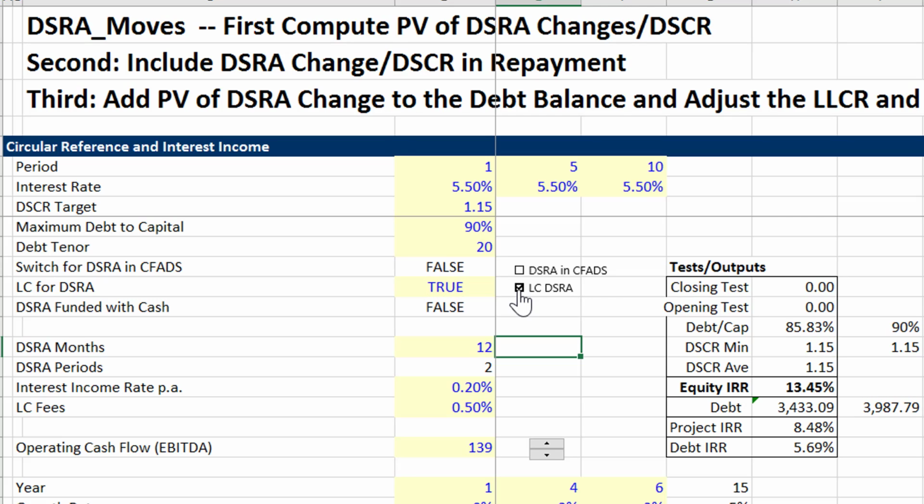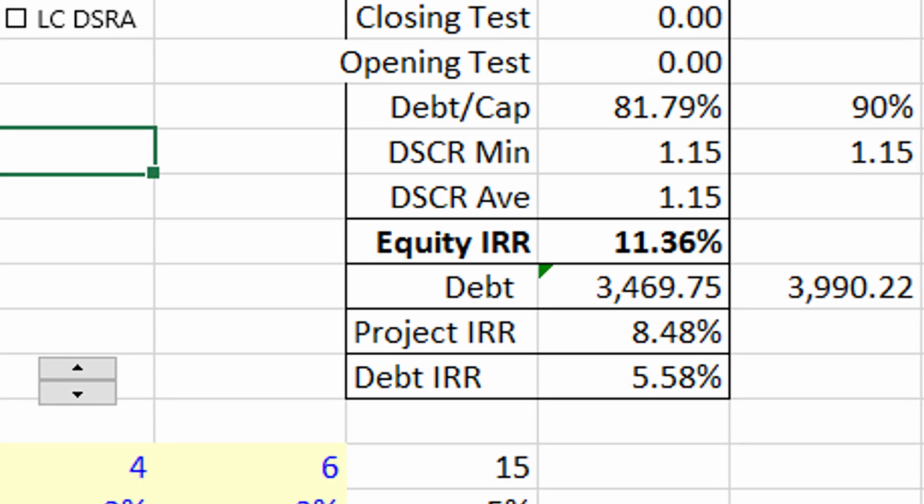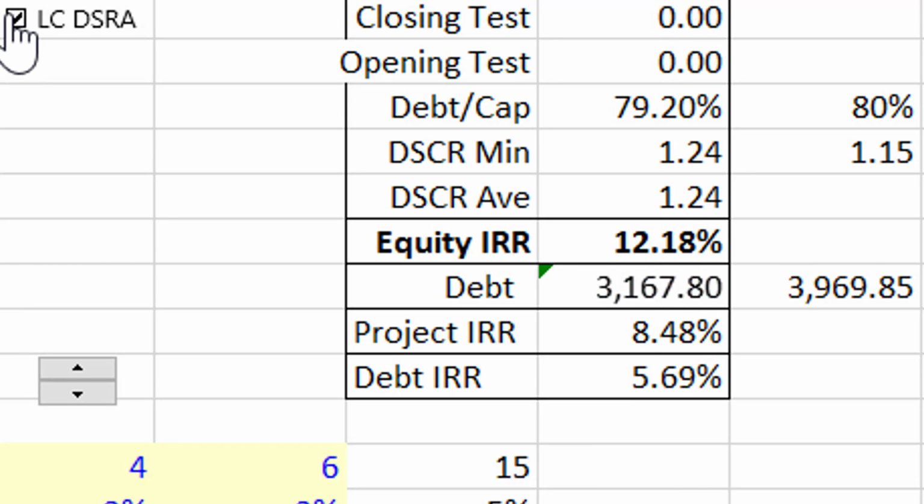Okay? Then you can see that that has a big effect. Now, if we put in an 80% constraint, so we're constrained by the debt to capital ratio, it still has an effect. This was about a 1% effect.